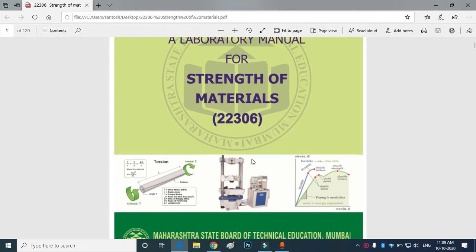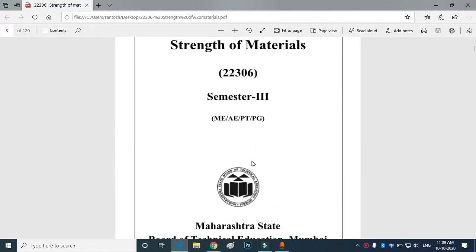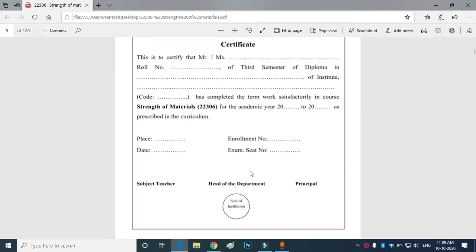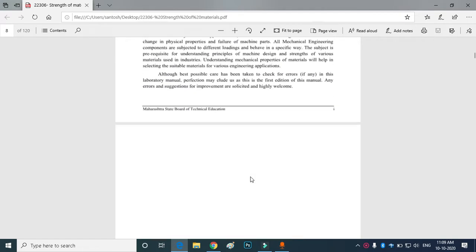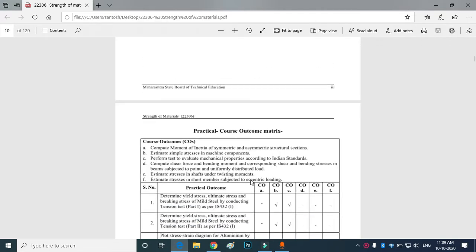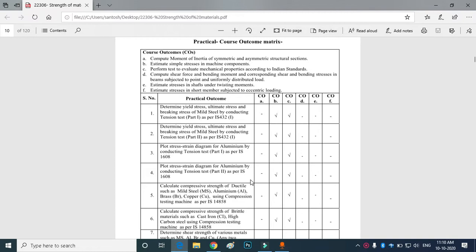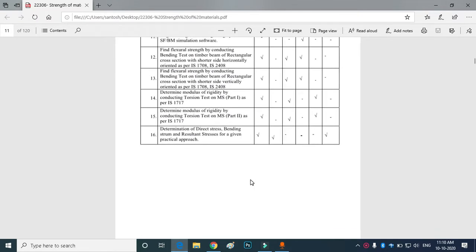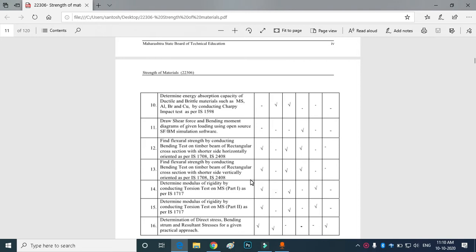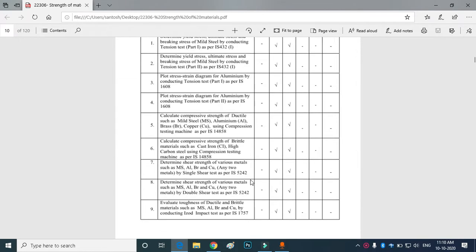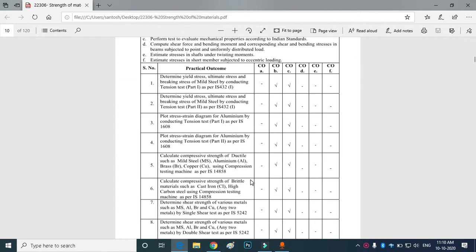Okay, so moving forward, when we scroll down, you will find here that there is a list of the practicals. So on this page, that is our page number 10, you will get the list of practicals. So there are total 16 practicals. Of that, MSBT asks us to take 12 practicals. That is, only 12 practicals are compulsory. Okay, so the remaining 4 practicals are not compulsory.